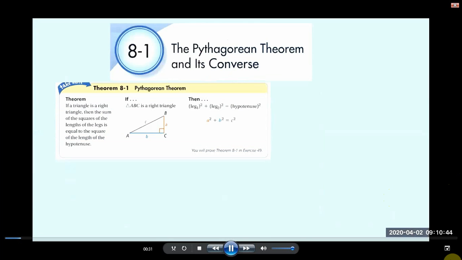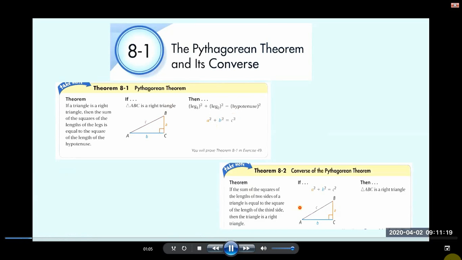Pythagoras, so easy. If we have a right angle triangle, the hypotenuse, which is opposite to the right angle, its square, c square, equals the sum of the squares of the other two sides, a square plus b square. We have the converse: if in a triangle a square plus b square equals c square, then this triangle is a right triangle.